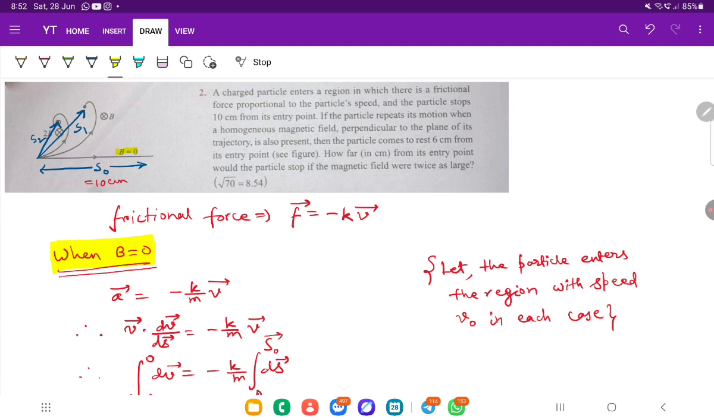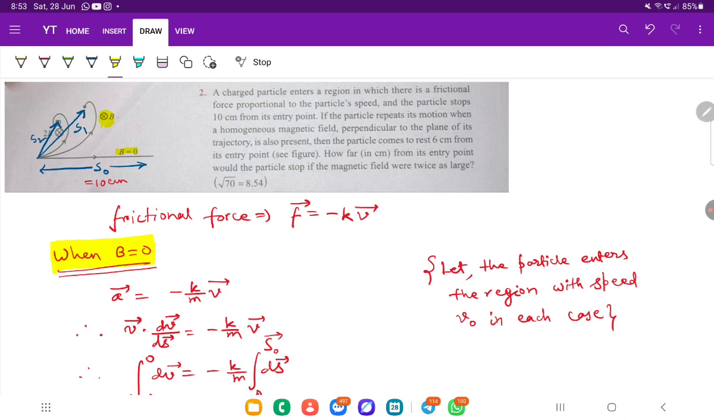If the particle repeats its motion when a homogeneous magnetic field perpendicular to the plane of its trajectory is also present, then the particle comes to rest 6 cm from its entry point. It is also shown that when there is a magnetic field B, the particle will not follow a straight path, rather it will follow some spiral path. Obviously, since the velocity is decreasing, the spiral will shrink, and after a certain point it will stop completely.